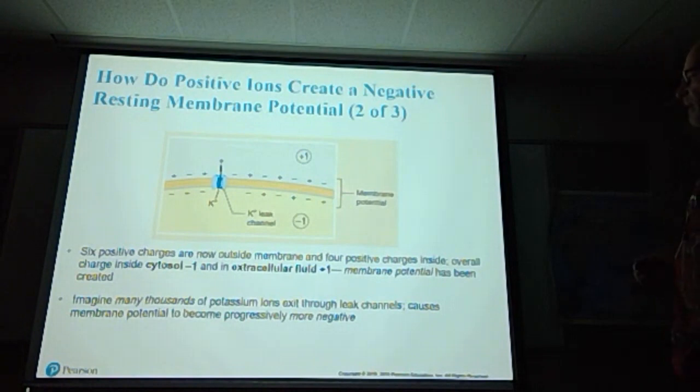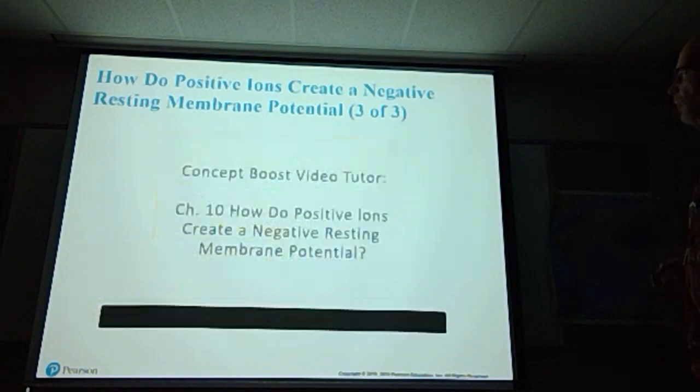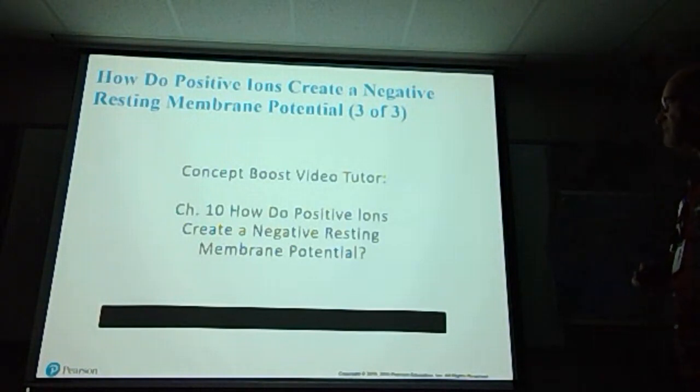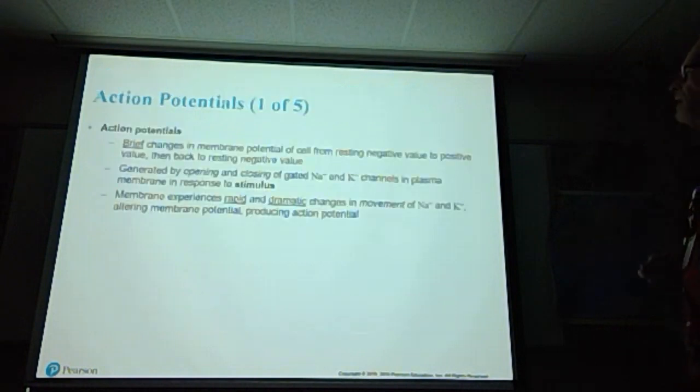Now, imagine that happening many thousands of times as potassium ions exit through leak channels, causing membrane potential to become progressively more negative. Again, there's a little video tutor in your textbook that you can look at: How do positive ions create a negative resting membrane potential? At your leisure, take a look at that video.